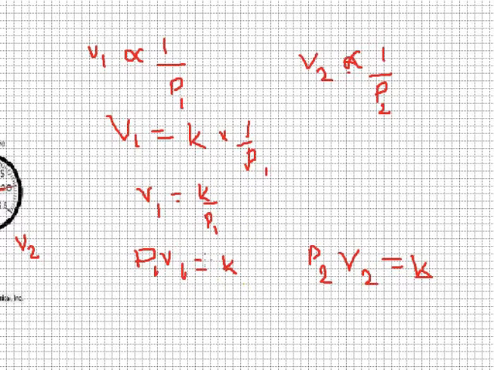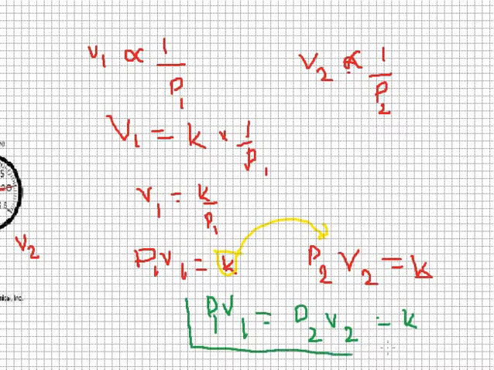Now for the overall equation, we are going to put the value of k. What is the value of k here? The value of k here is P2 V2. So our new equation will look like this: P1 V1, and in place of the constant k, I'm going to place P2 V2. This also equals k, because the value of k is P2 V2 as well as P1 V1. So this is our formula to calculate volume and pressure: P1 V1 equals P2 V2.